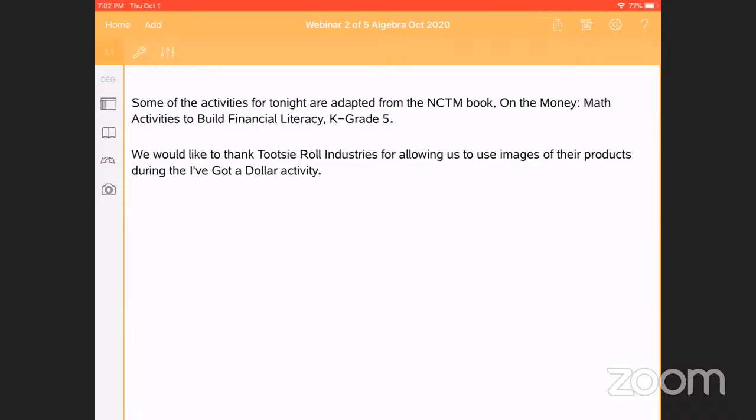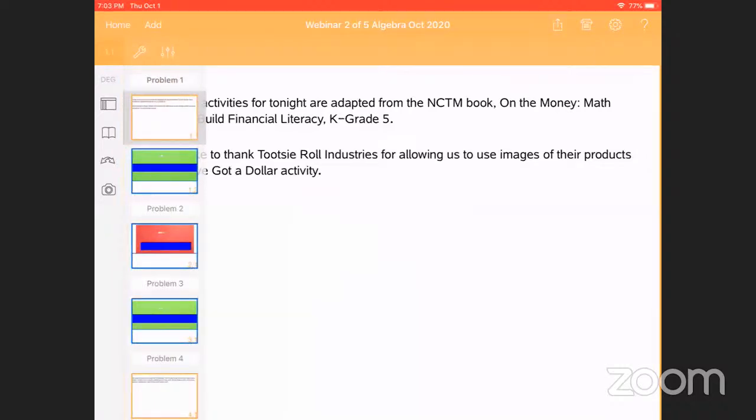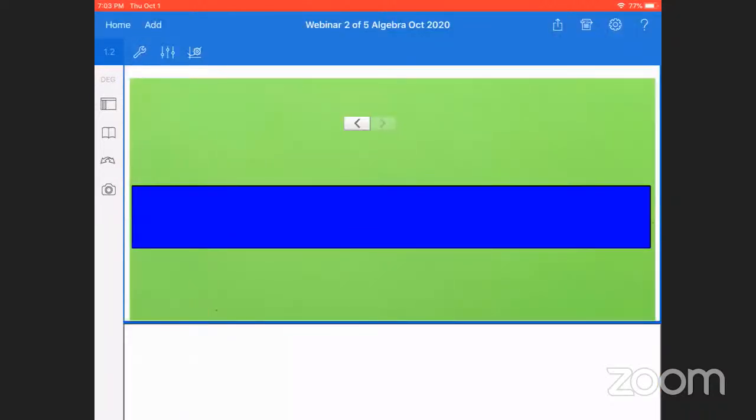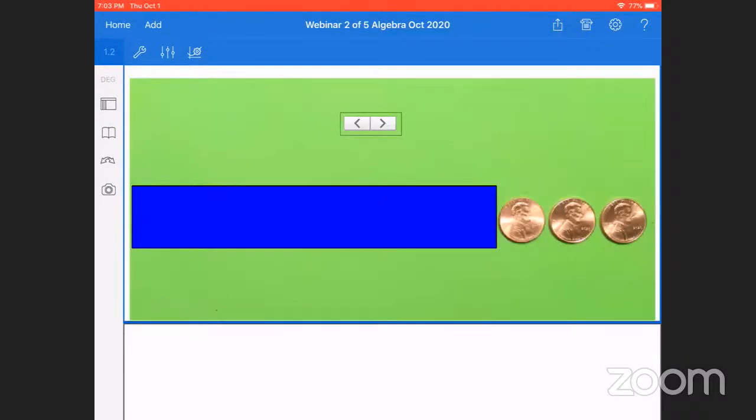For those of you that are unfamiliar with the iPad, this is the TI-Nspire app for iPad. You can see on the left-hand part of your screen, under the DEG, there is an icon. If you click on that, it opens up your pages. So I'm going to go to the next page on my screen here. And I want to tell you that underneath this blue bar are some coins. So I have a row of coins here, and I'm going to show you some of those coins, and to reveal them, I'm going to click on the left arrow.